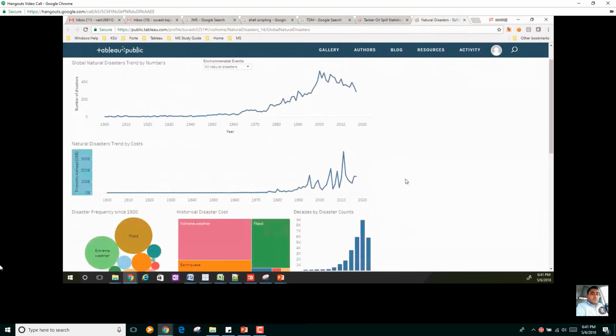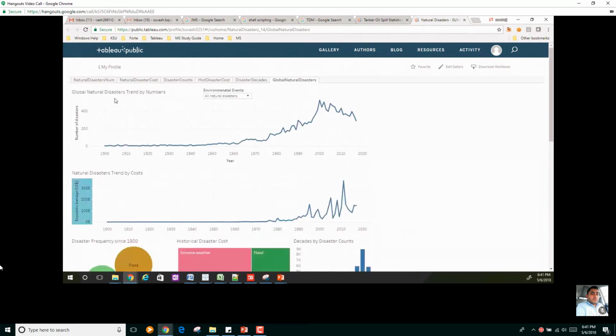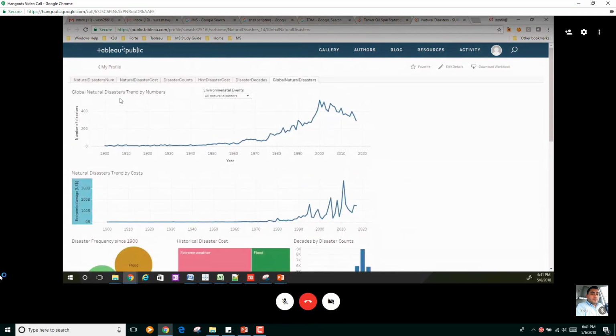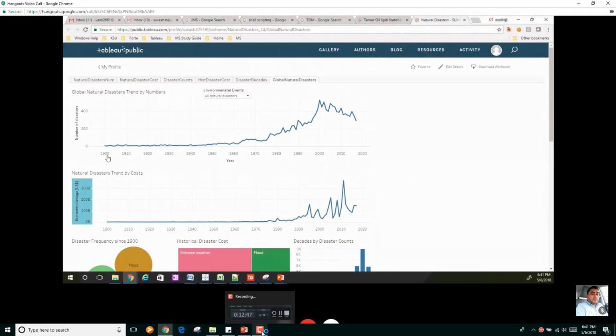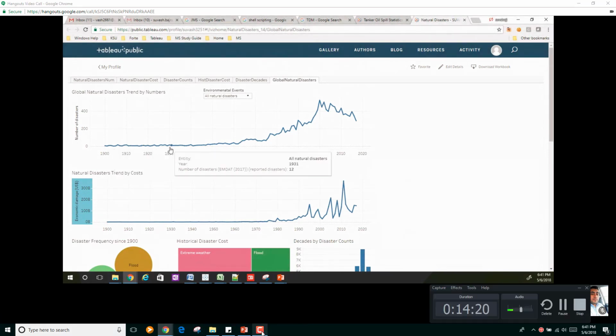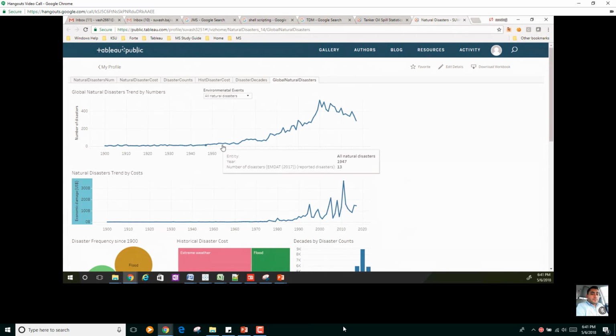So yeah, here you can see the global natural disasters trend by numbers. In the 1900s, there wasn't much. It was 12, 5, very less, maybe because they were recording less or whatever the reason is. But in 2000, all the combined number of natural disasters, 2000 had the highest number of disasters, 526.